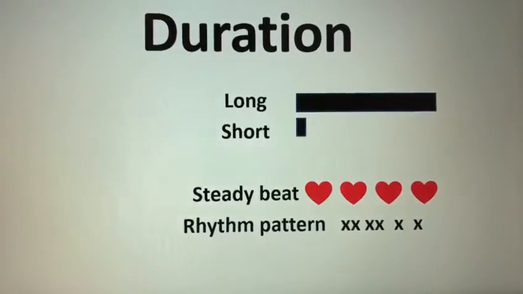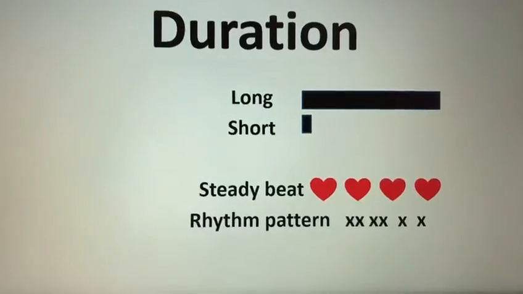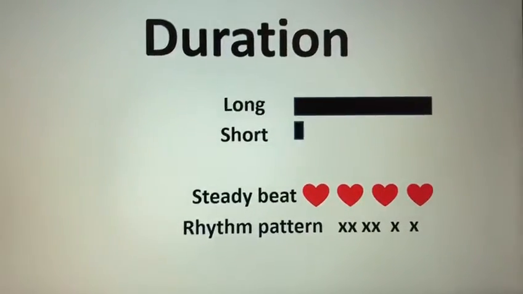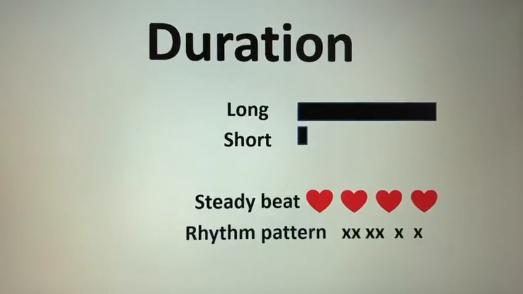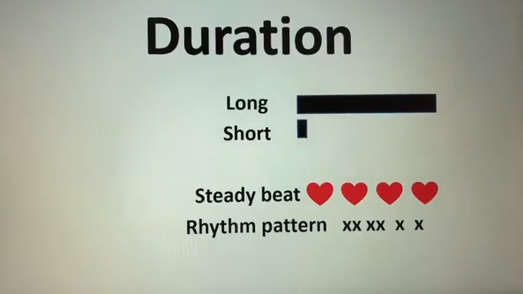You can also have different rhythm patterns as well, and if that rhythm pattern is repeated over and over again, that's called an ostinato. That also comes under the dimension duration.